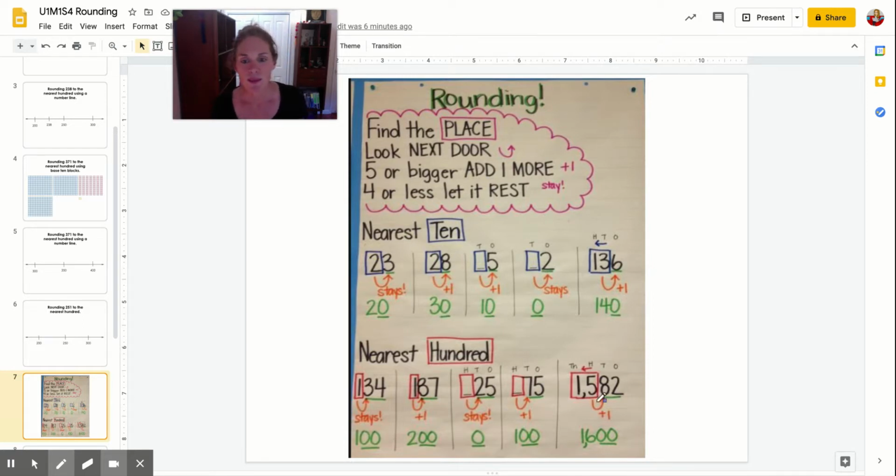Here's an example with thousands. When you have 1,000, you're still only paying attention to the hundreds place and the tens place. So when you write your answer, you still have 1,000 there. Yeah, that's sometimes kind of tricky for kids, so keep that in mind. All right, let's see.